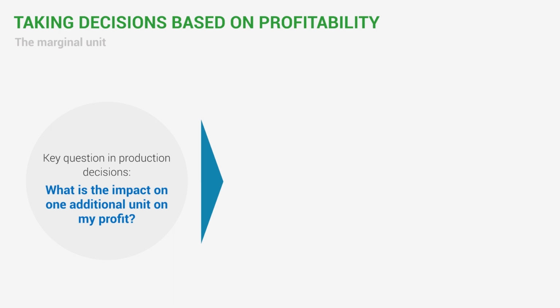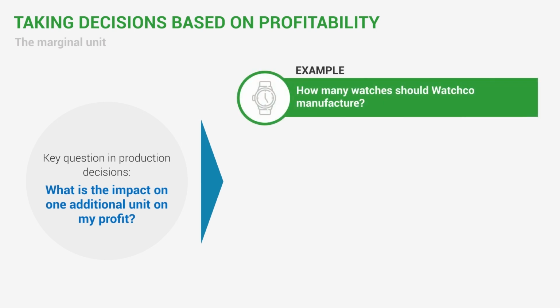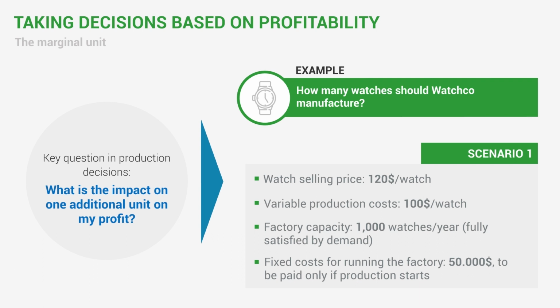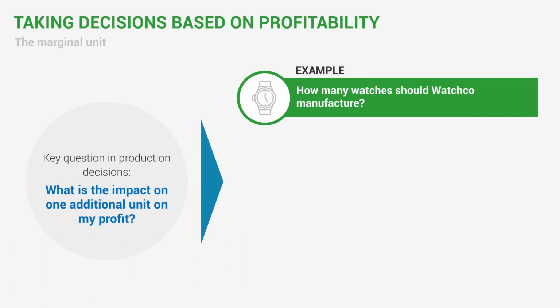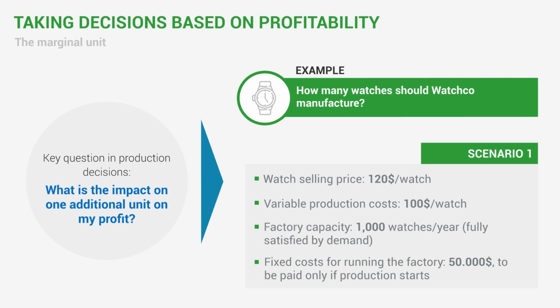Our client is the CEO of the Watchco company, a watch manufacturer. He has to make an important decision as to how many watches to manufacture. 2 scenarios are possible and are described in the page. In scenario 1, the selling price of watches is $120 each, with variable production cost running at $100 per watch. The factory's capacity is 1,000 watches per year, with this fully satisfied by demand. The fixed annual cost of running the factory is $50,000, to be paid only if production starts.